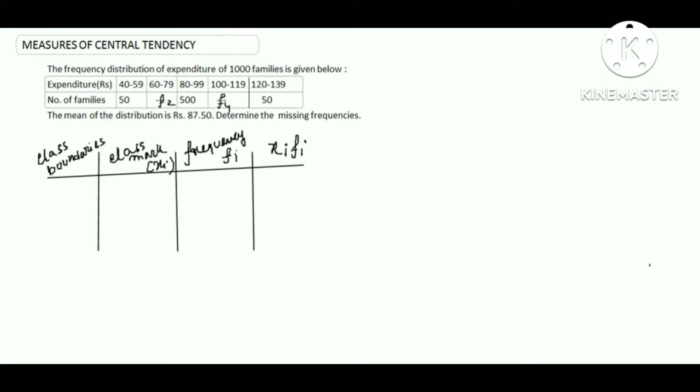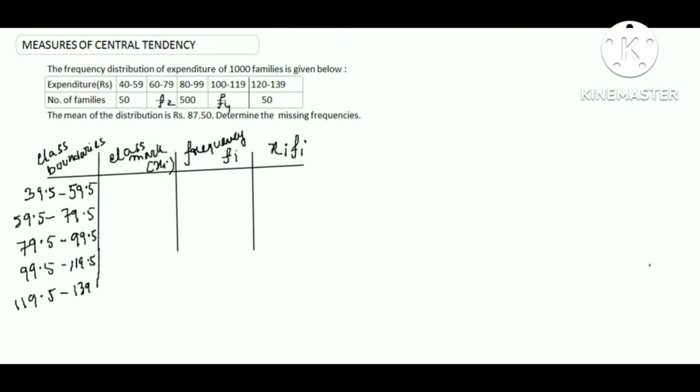So our class boundaries should be 39.5 to 59 plus 0.5, that means 59.5. Next, 59.5 to 79.5. The third class should be 79.5 to 99.5. Next, 99.5 to 119.5, and the last class should be 119.5 to 139.5.